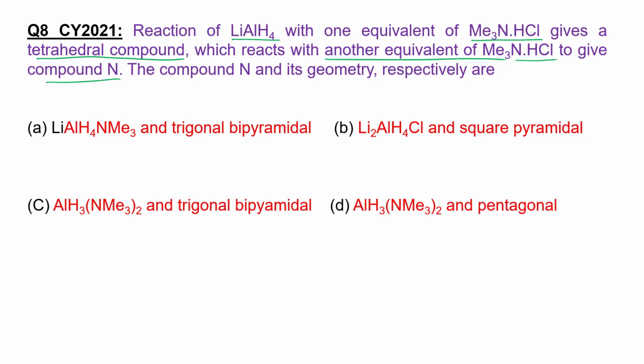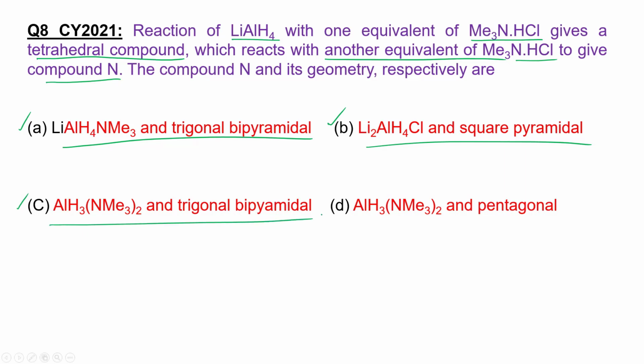There are four options given. Option A, the compound N is LiAlH4·NMe3 and the structure will be trigonal bipyramidal. Option B, Li2AlH4Cl and the structure will be square pyramidal. Option C, the compound N will be (AlH3·NMe3)2 and the structure will be trigonal bipyramidal. And option D, (AlH3·NMe3)2, the structure is pentagonal. We have to find out the correct answer among these four options.